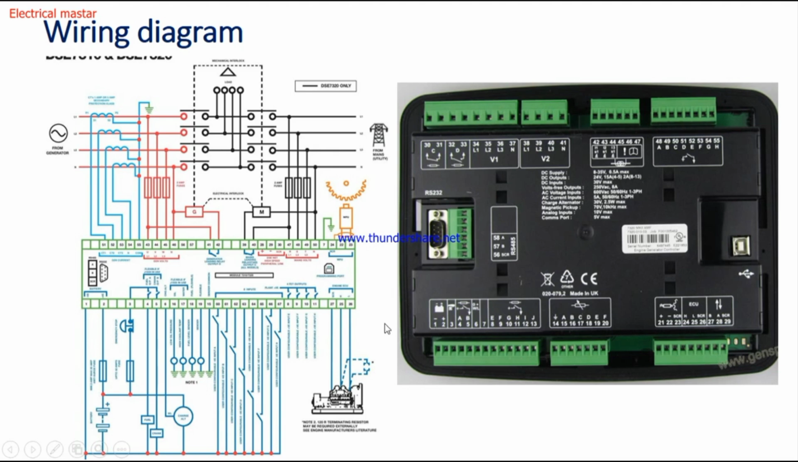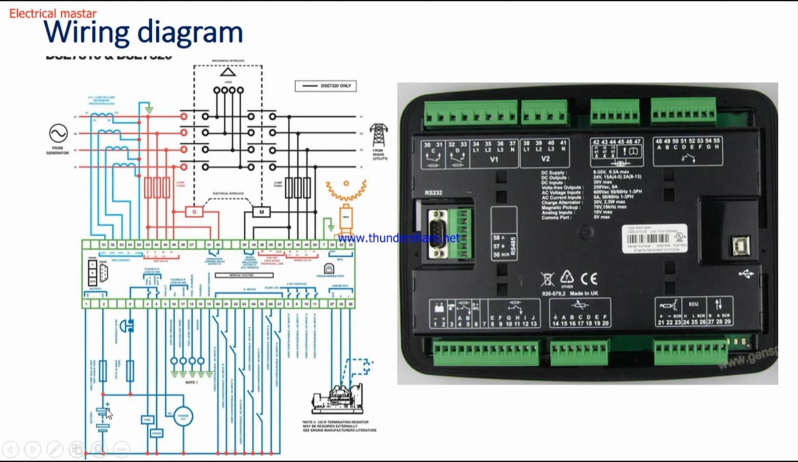Number 1 is connected to the battery negative. See here, this is the battery. It's a normal battery we place in the generator for self-starting. From the negative side of the same battery, we take one wire and connect it to one terminal of the controller. Here we need to connect.